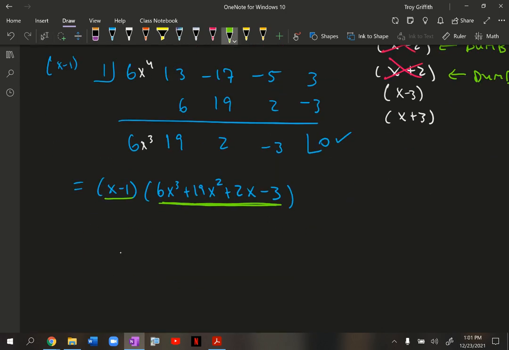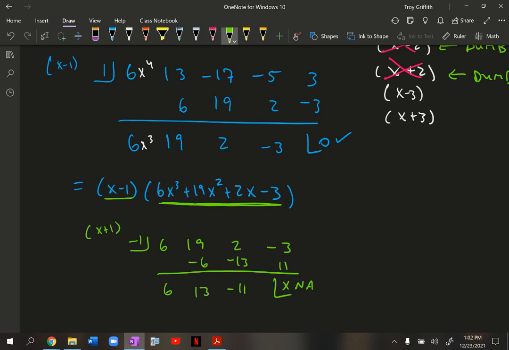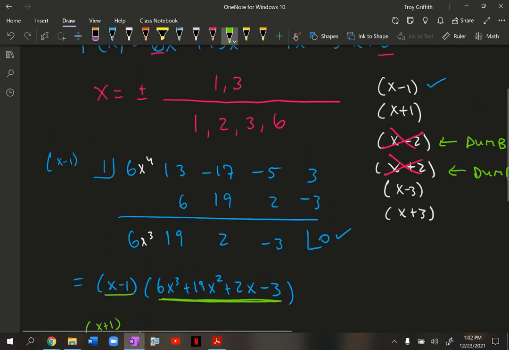So I'm going to go ahead and just move on. I'm going to try x plus 1, which means I put a negative 1 in the box. So that would be 6, 19, 2, negative 3. This would be 6, negative 6, 13, negative 13. That's negative 11 and 11, and I can tell this is a no. Okay, so that's not going to work. So I definitely am not going to get an answer from x plus 1.